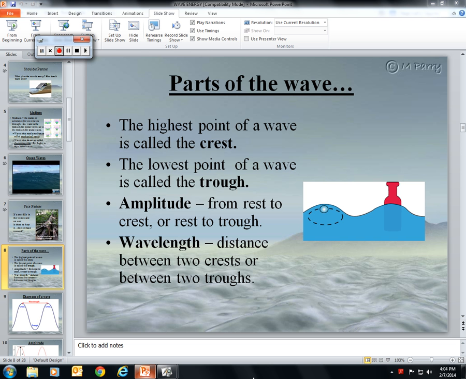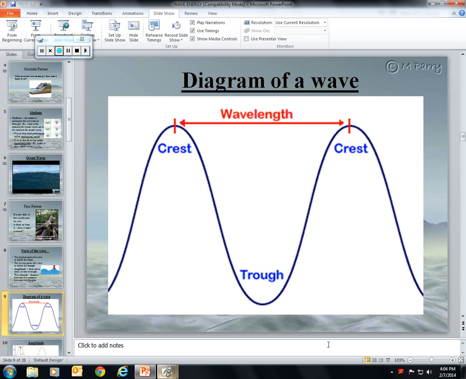A wavelength is from crest to crest. Wherever you start on the wave, it's where you end on the next wave, and that would be your wavelength. Make sure you're writing all of the definitions down. And then here, let's look at some pictures.